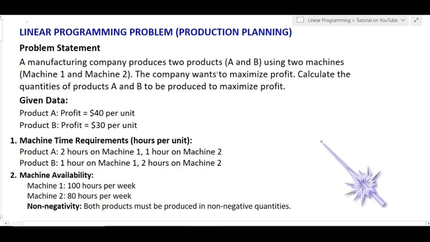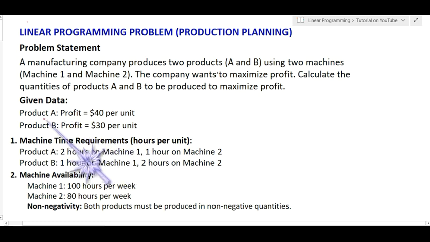It says a manufacturing company produces two products A and B using two machines, machine 1 and machine 2. The company wants to maximize profit. We should calculate the quantities of products A and B to be produced to maximize profit. Let's say given data, product A, profit is equal to $40 per unit. Product B, profit is $30 per unit.